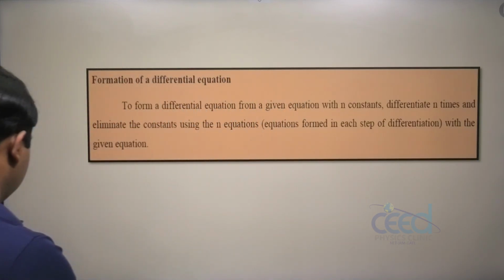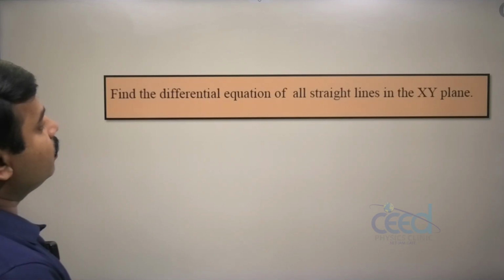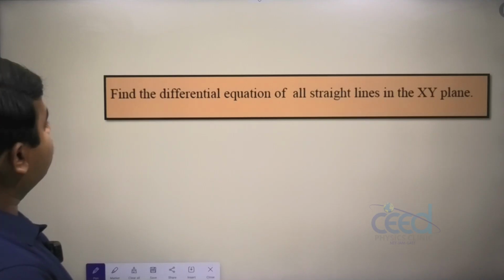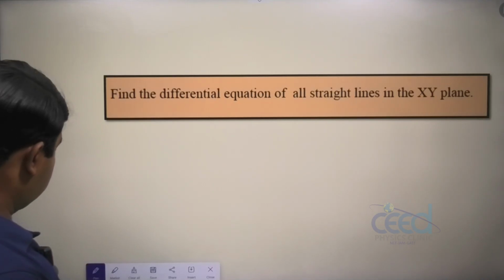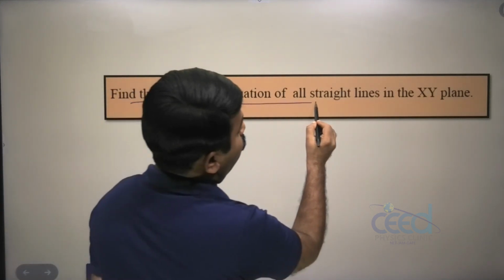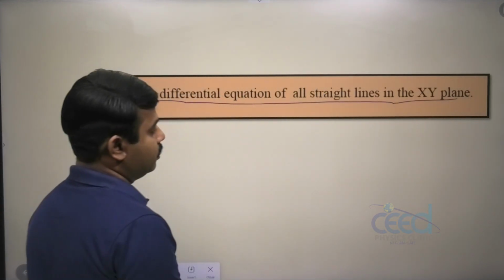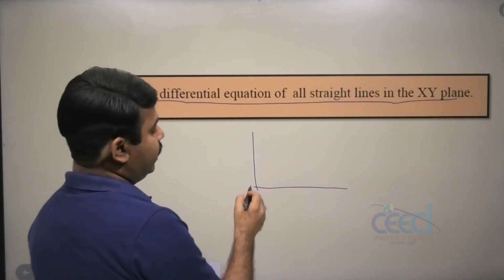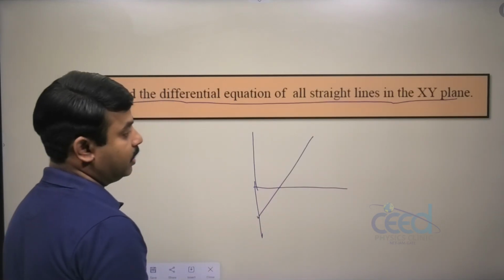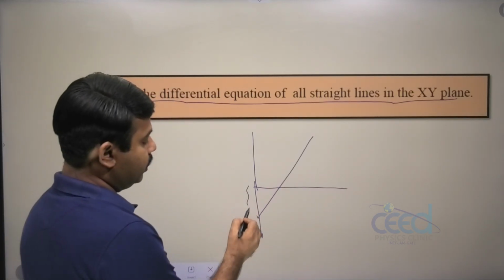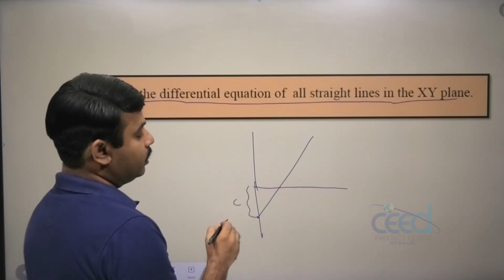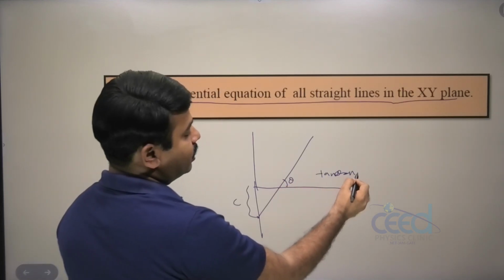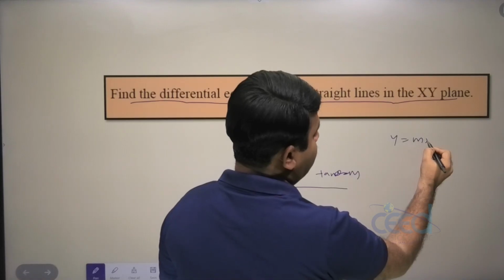For example, let us see how to form a differential equation. Find the differential equation of the whole family of straight lines in the xy plane. See how we represent a straight line in the xy plane. Any straight line we can represent like this. So this is the intercept, and its slope is tan theta, where tan theta is equal to m. What is the general expression? y is equal to mx plus c.